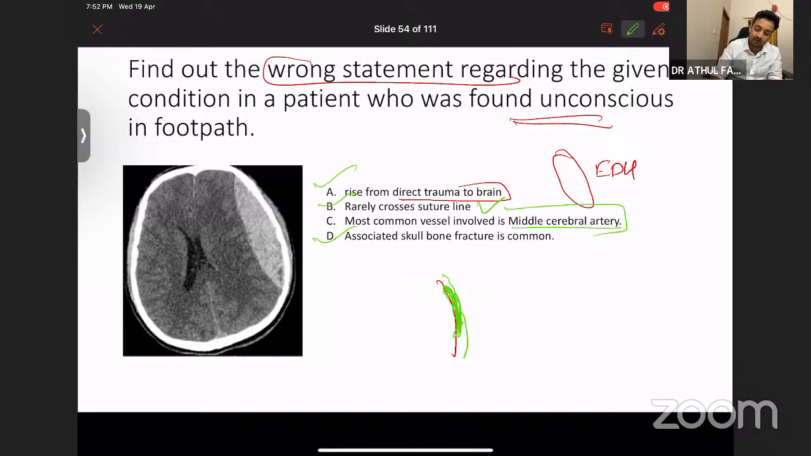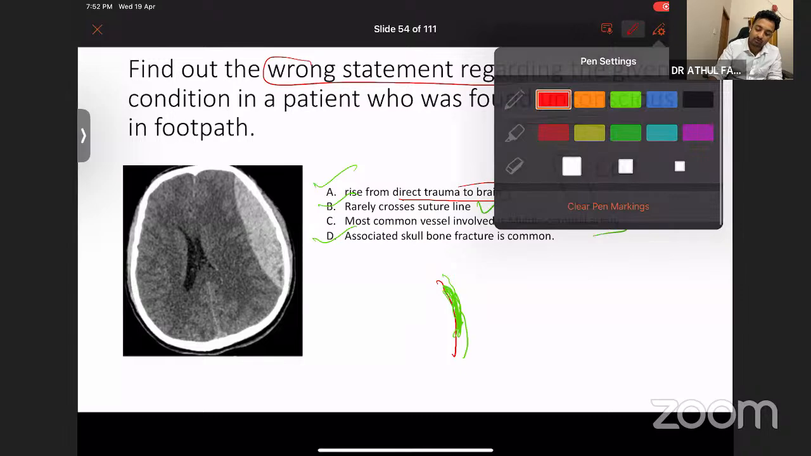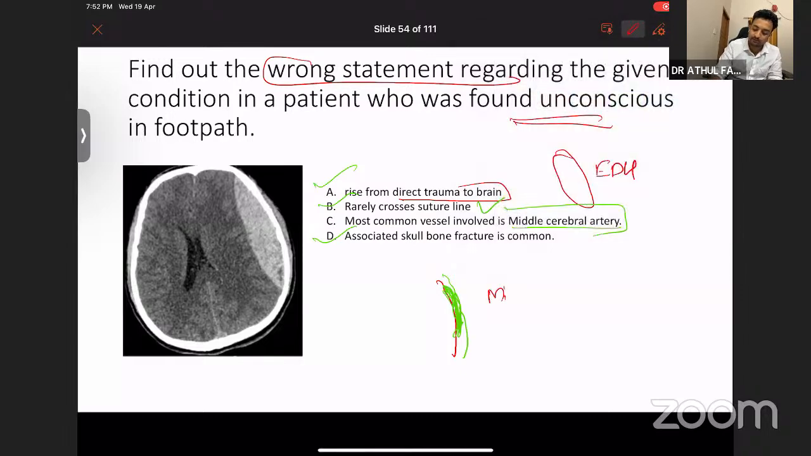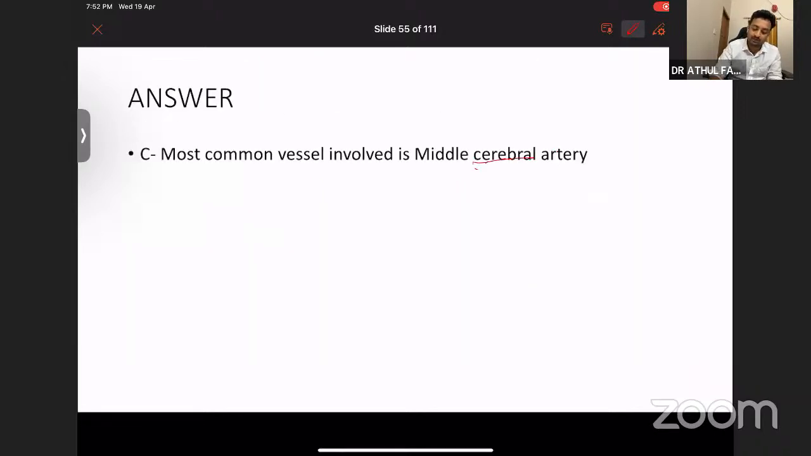You should remember, EDH is most commonly because of not the middle cerebral artery, it is the middle meningeal artery. So don't get confused there. Don't get confused in the exam. EDH, which looks like an idli, will not cross the suture line. It is not because of the middle cerebral artery. It is because of the middle meningeal artery. It is not MCA, but MMA.